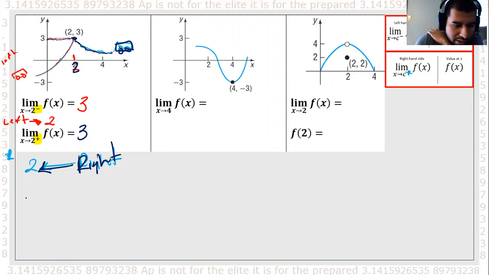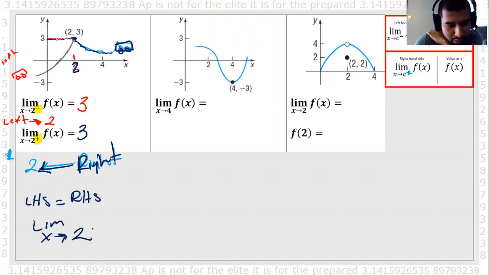So in this one, the left-hand side is equal to the right-hand side. So the limit as x approaches 2, with no exponent, is equal to 3. When there is no exponent, it is for both. Okay, let's try this one right here.